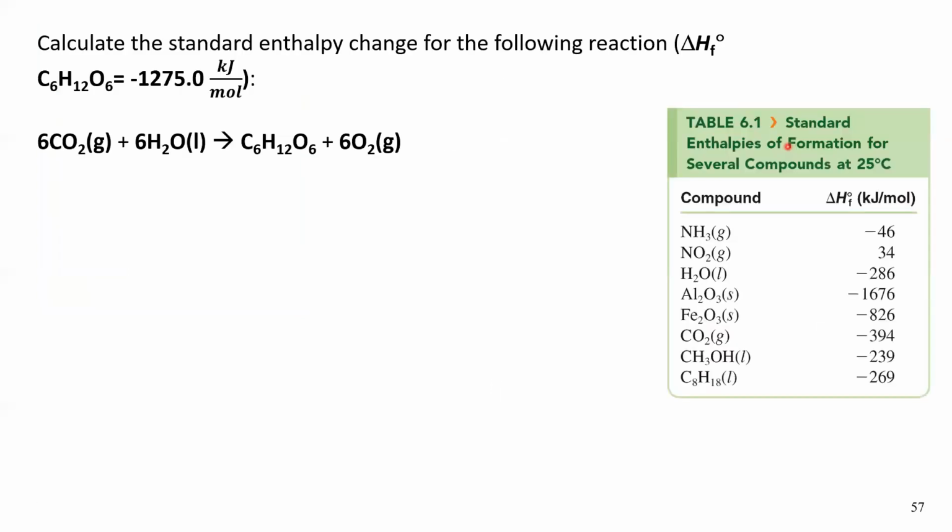So let's try another one. Okay, we want to calculate the enthalpy of reaction for this reaction here. Now, C6H12O6 glucose is not on this table. This is a very abbreviated table, so I gave you the value for C6H12O6 up here in the context of the question. So we're going to take carbon dioxide and water, and we're going to produce glucose and oxygen.